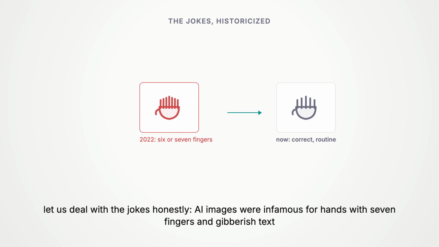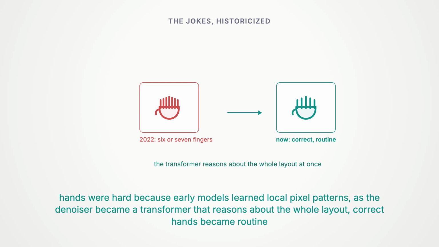Hands were hard because early models learned local pixel patterns, what skin and a knuckle look like up close, with no firm grip on the fact that a hand has exactly 5 fingers. As the models got better, and especially as the denoiser became a transformer that reasons about the whole layout at once, correct hands became routine.